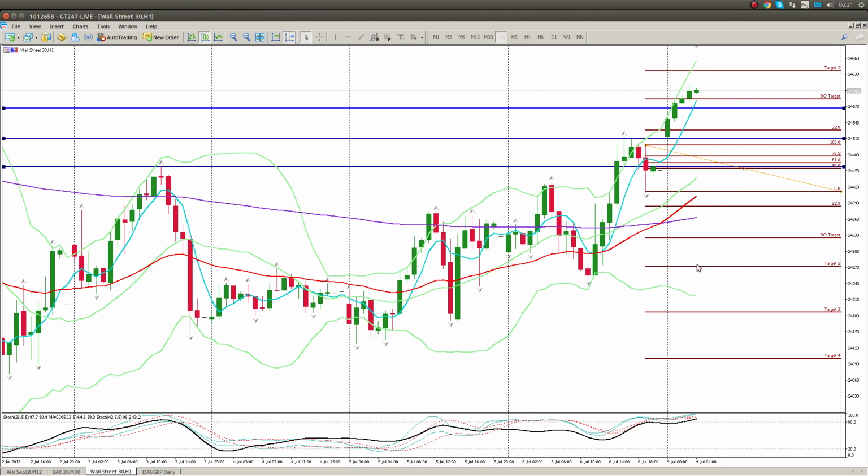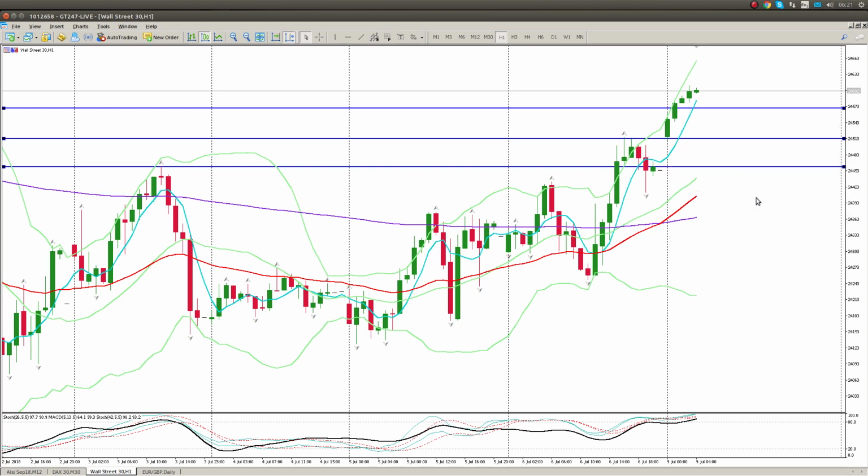That's my play, and the difficult part is going to be figuring out exactly where this pullback is, if it even happens at all. Often when we have a strong open like this, we may have a bit of sideways, maybe a gentle pullback, and then we continue the move to the upside. So that may also happen.